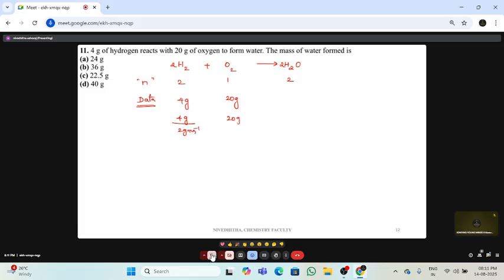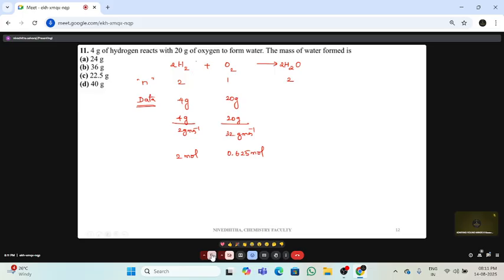20 gram divided by 32 gram per mole. So by simplifying, Rakshan told the value as 2 moles of hydrogen reacts with 0.625 mole of oxygen. So basically the inference is quantity of oxygen required is half the quantity of hydrogen, or the quantity of hydrogen required is 2 times the quantity of oxygen, right? So they are in the ratio of 2 is to 1.